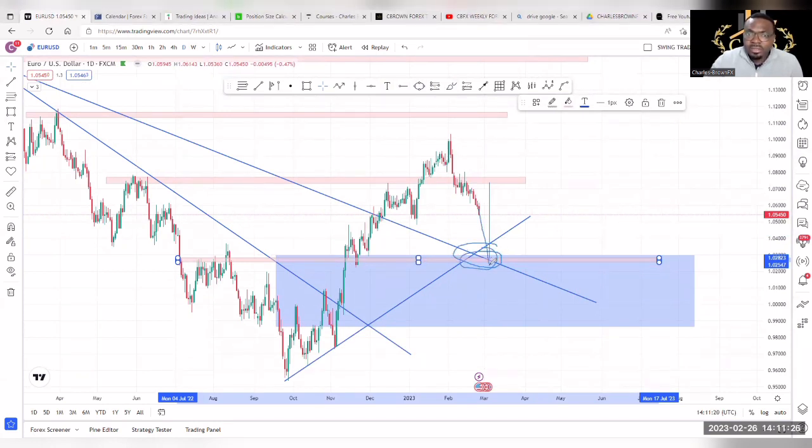So from here to this zone could be a possible sell. There could be opportunity to sell more this week, and then before a pullback to the upside. So expect price action at this level.